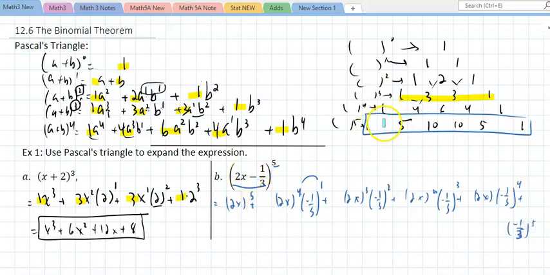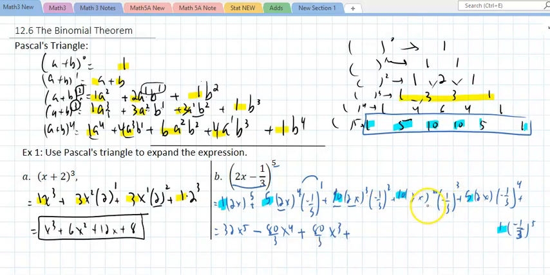Now, the coefficients of those: 1, 5, 10, 10, 5, and 1. So, a 1, a 5, a 10, a 10, a 5, and a 1. So this will be 32x to the fifth minus 2 to the fourth. 2 to the fourth is 2, 4, 8, 16. 16 times 5 is 80. Plus 2 to the third is 8 times 10, that's 80 over 3.